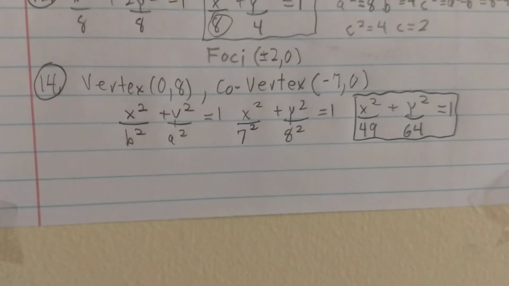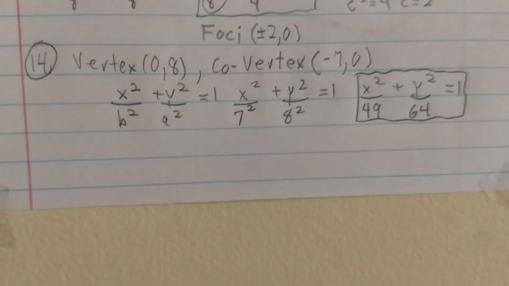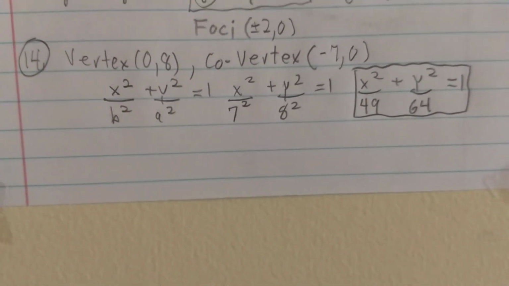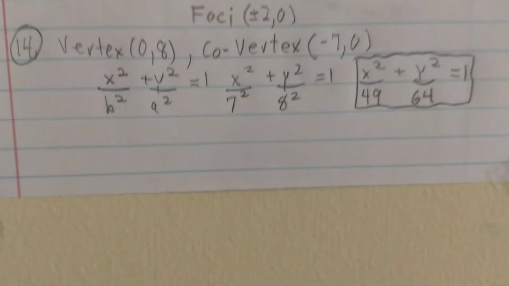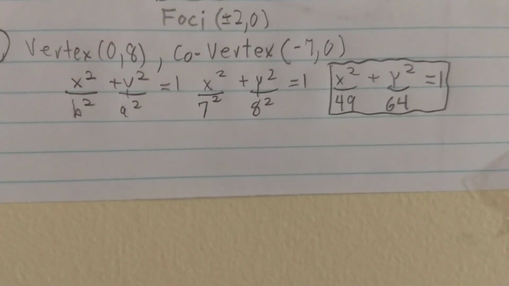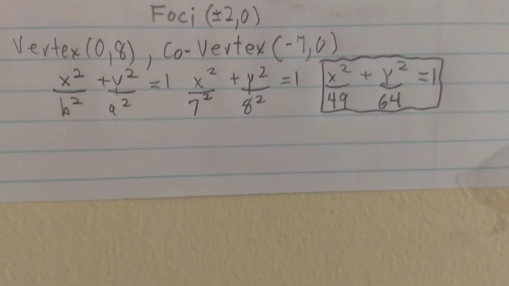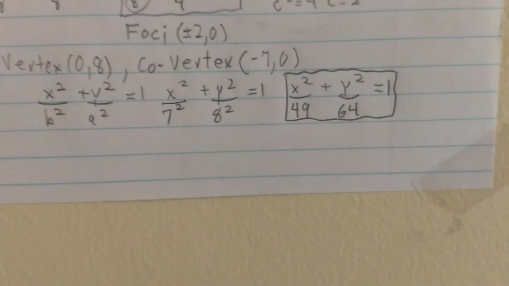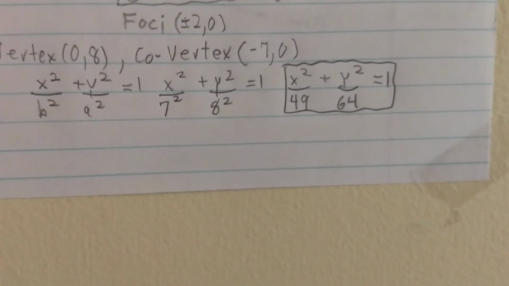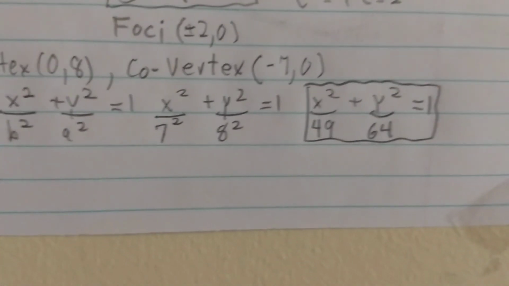Now for 14, they tell us that the vertex is (0, 8), making y the vertical major axis, and the co-vertex is (-7, 0). So we have x squared over b squared plus y squared over a squared equals 1, or x squared over 7 squared, the b squared, plus y squared over 8 squared, the a squared, comes out to x squared over 49 plus y squared over 64 equals 1.